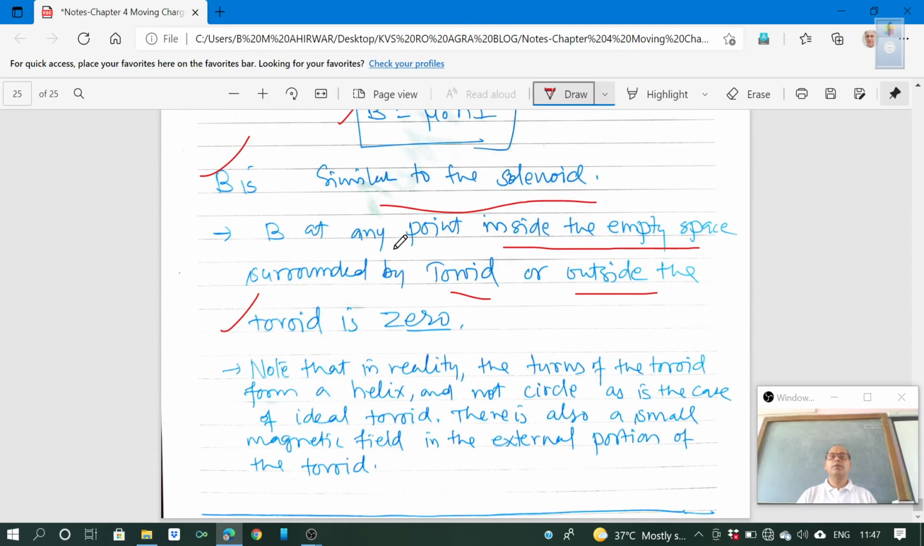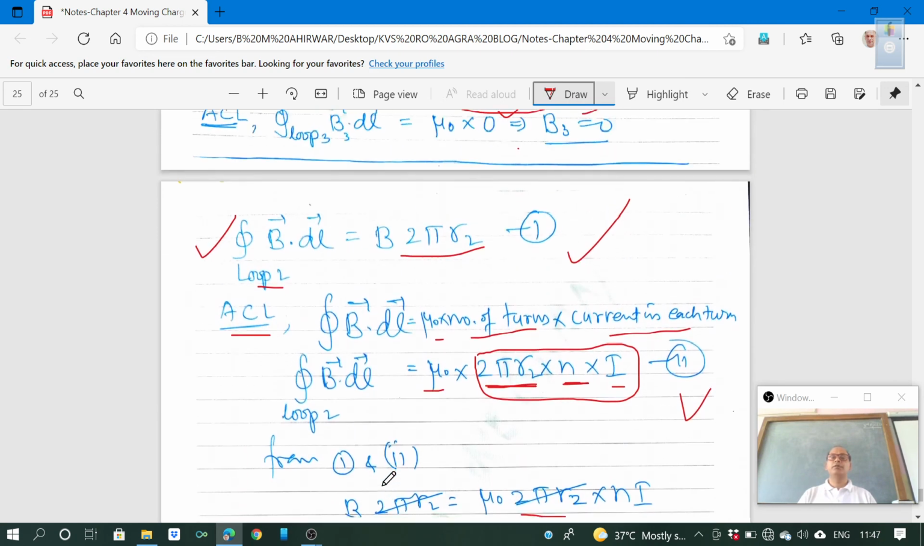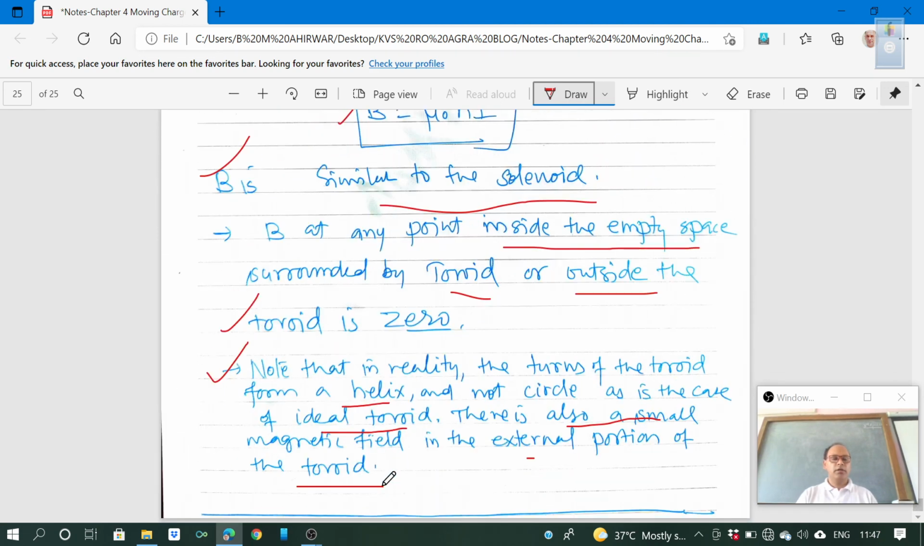Okay, so we can conclude that in reality the turns of the toroid form a helix, not a circle. As in the case of an ideal toroid, there is also a small magnetic field in the external portion of the toroid. So this is about the solenoid and toroid. Okay, thank you.